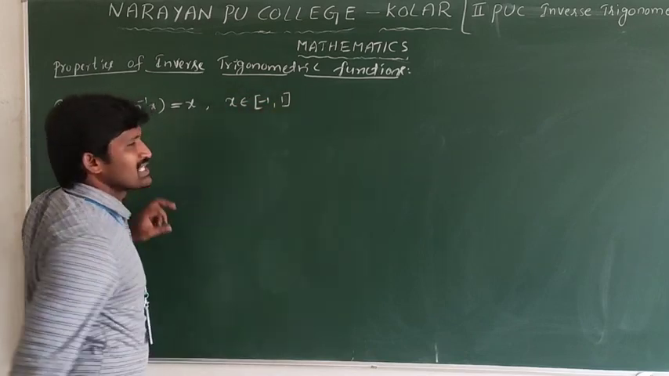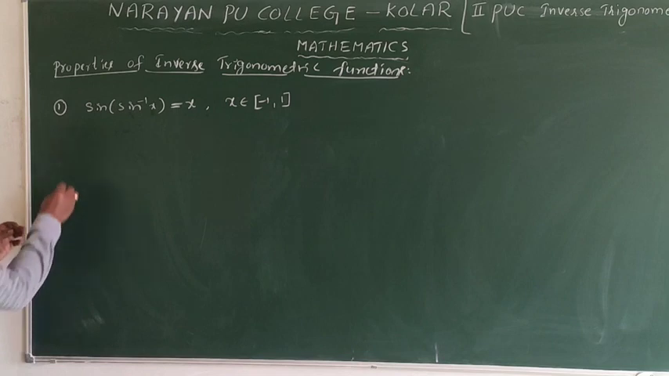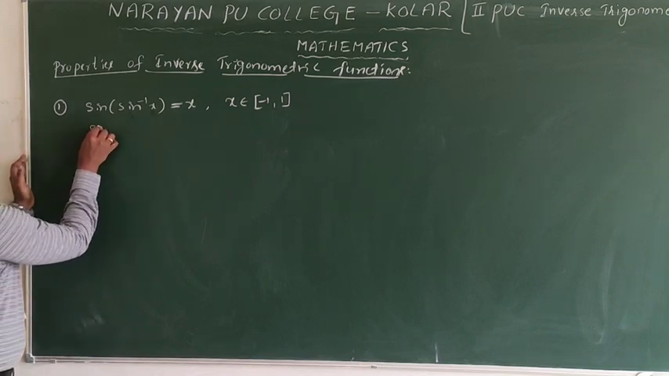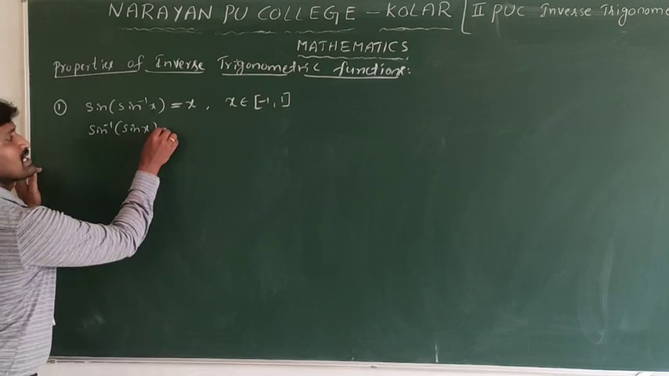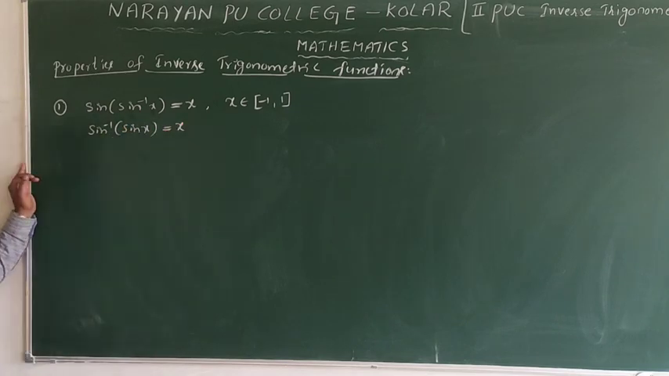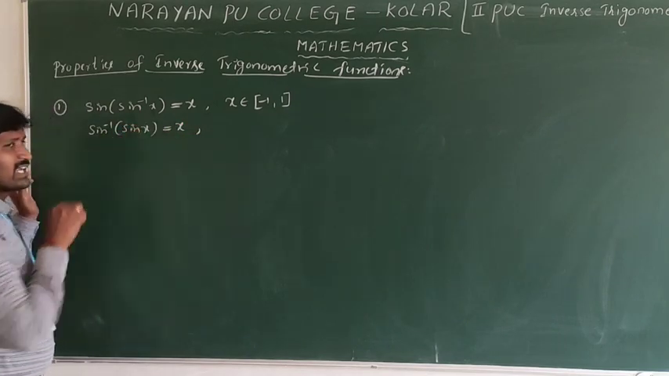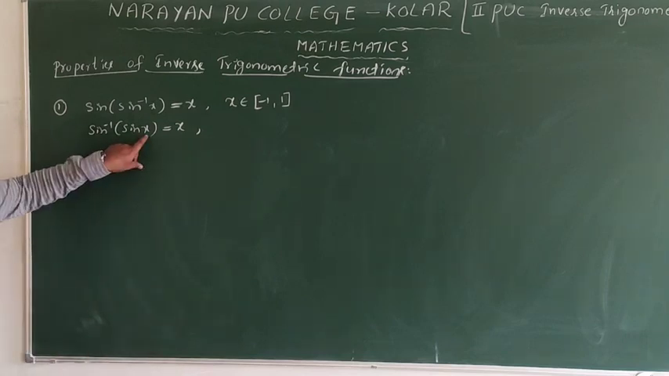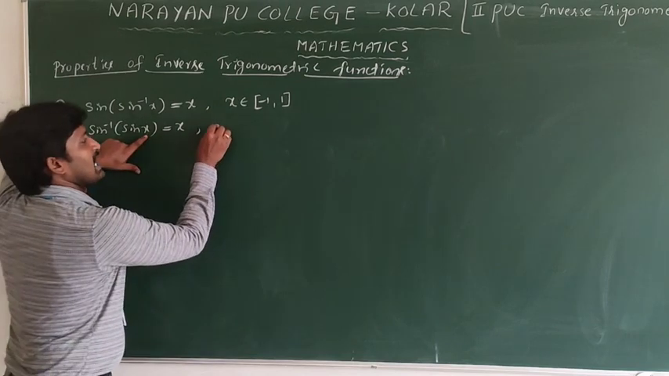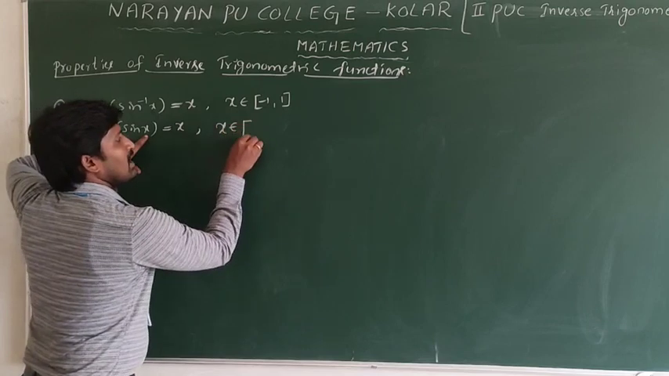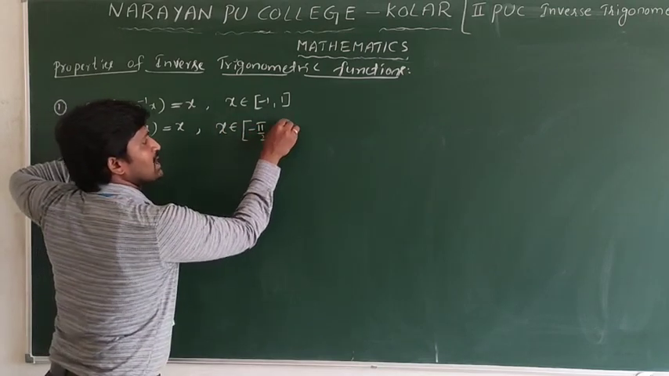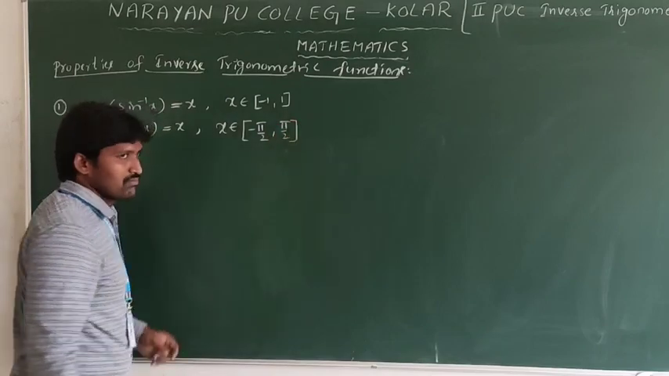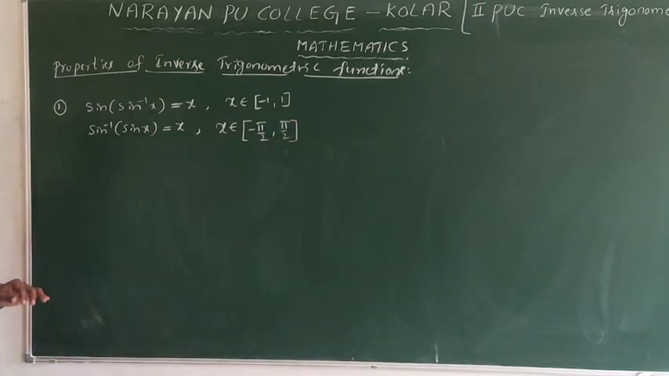Closed interval minus 1 comma 1. Now same thing, if you change this one, what? Sine inverse of sine x. Here also the resultant value is x. But here, what x do you have to take? X is clearly an angle. As for the restricted domain, what value do you have to take? Closed interval minus pi by 2 comma pi by 2, not all real numbers.